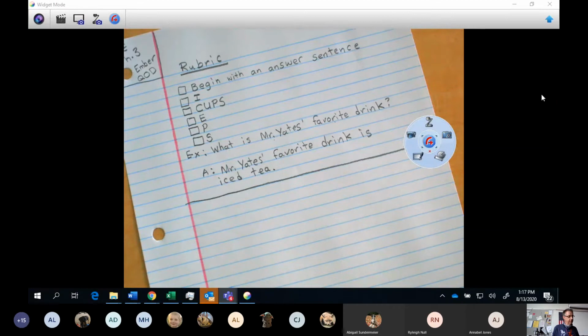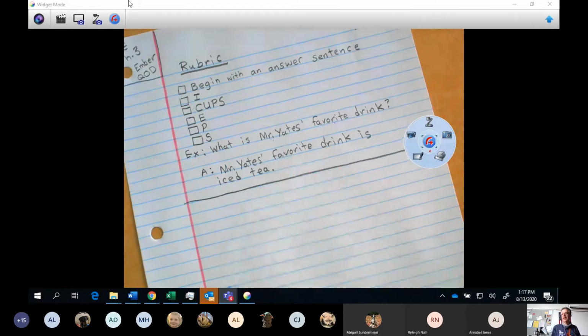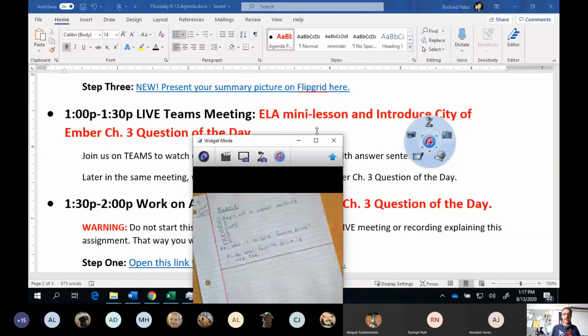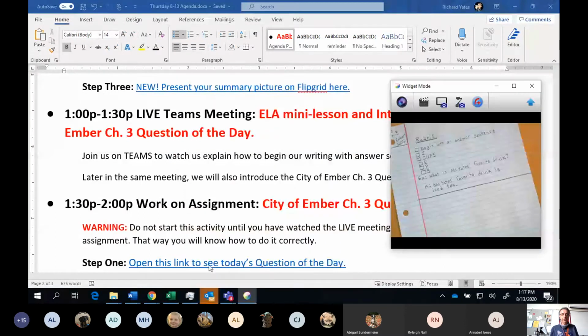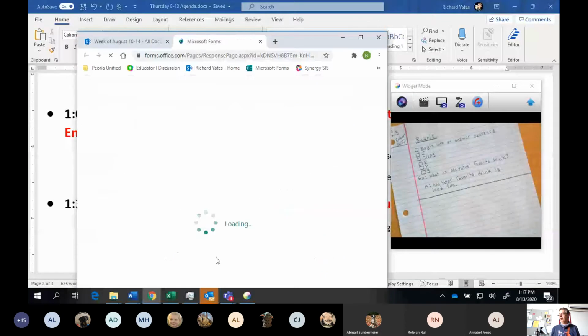And remember, an answer sentence, we're going to try to include as many words as we can from the question. So let's do that right now. I'm going to switch out of my dock camera really quick, or minimize it. I'm going to go to my agenda. And remember, in your agenda, you're going to find your assignments. And I'm going to open the link to see today's question of the day. So I'm going to go ahead and open that up.